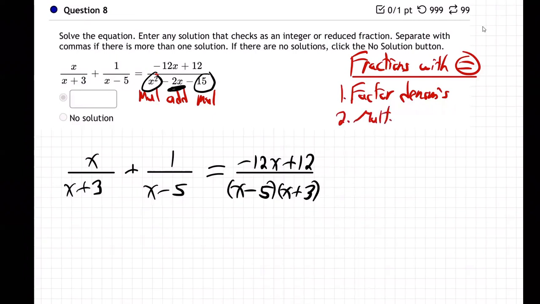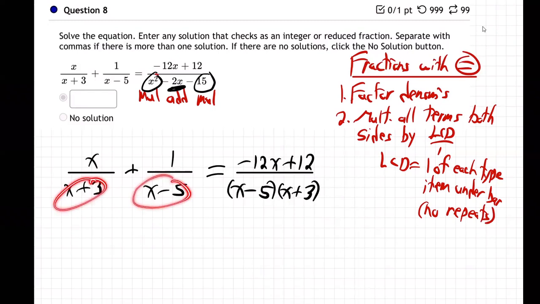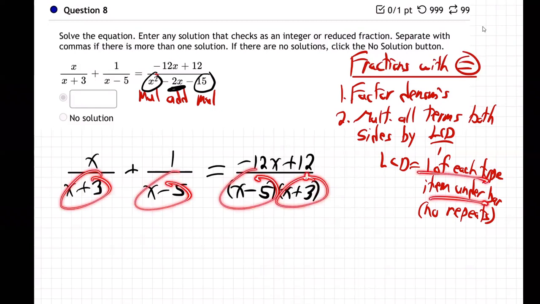Multiply all the terms on both sides by the LCD over 1. And what is the LCD? You might remember it's 1 of each type of item under a bar, no repeats. So in other words, you look at what's under the bar. These are the things under the bar, right? And so we have an x plus 3, an x minus 5, another x minus 5, and another x plus 3. No repeats. We just use 1 of each type of item under the bar and put LCD over 1.